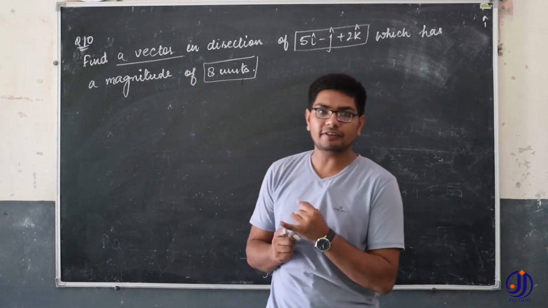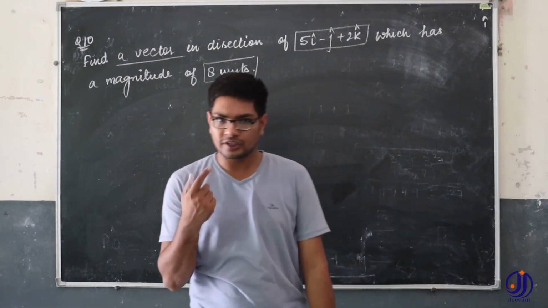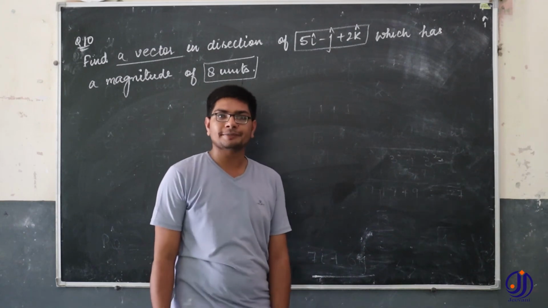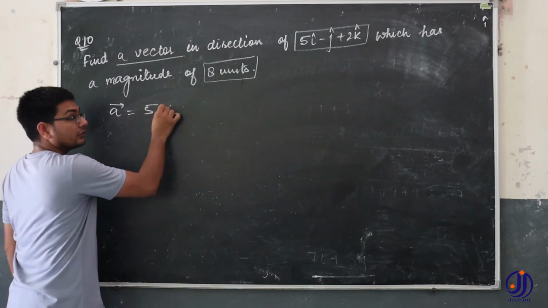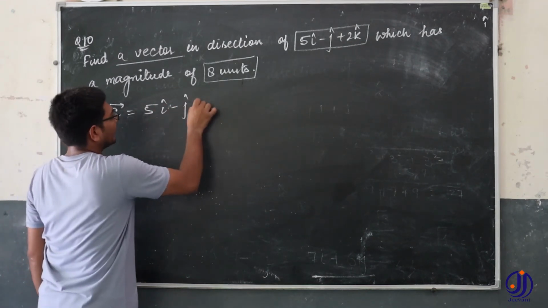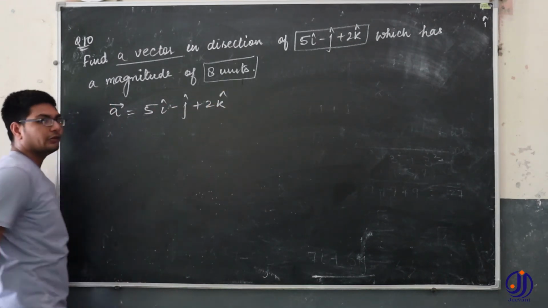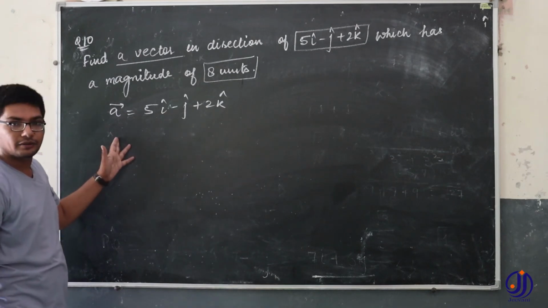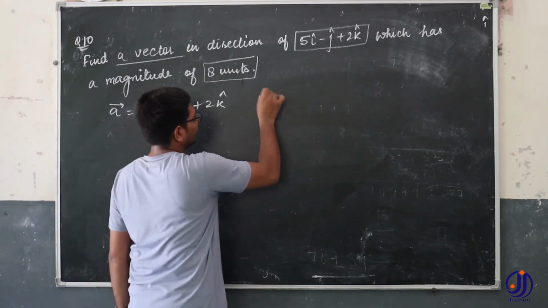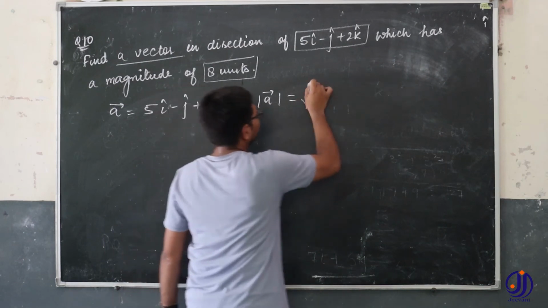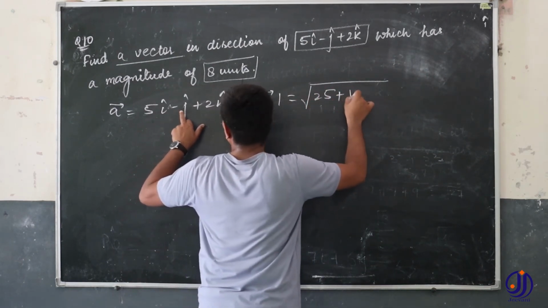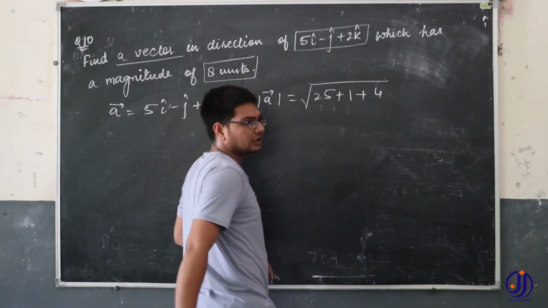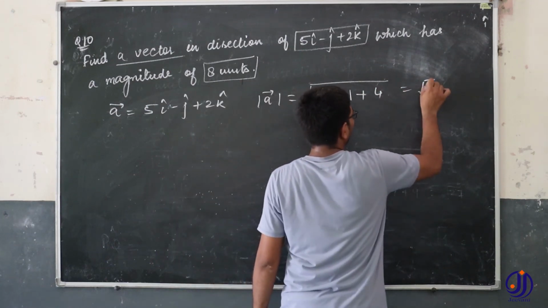So how to find a vector of magnitude 1? For that we need to calculate the unit vector. Okay, let us name the vector as A as 5i cap minus j cap plus 2k cap. Now we will find the unit vector. For that we need to calculate its magnitude. 5 square is 25 plus 1 plus 2 square is 4, right? It comes to be root 30.